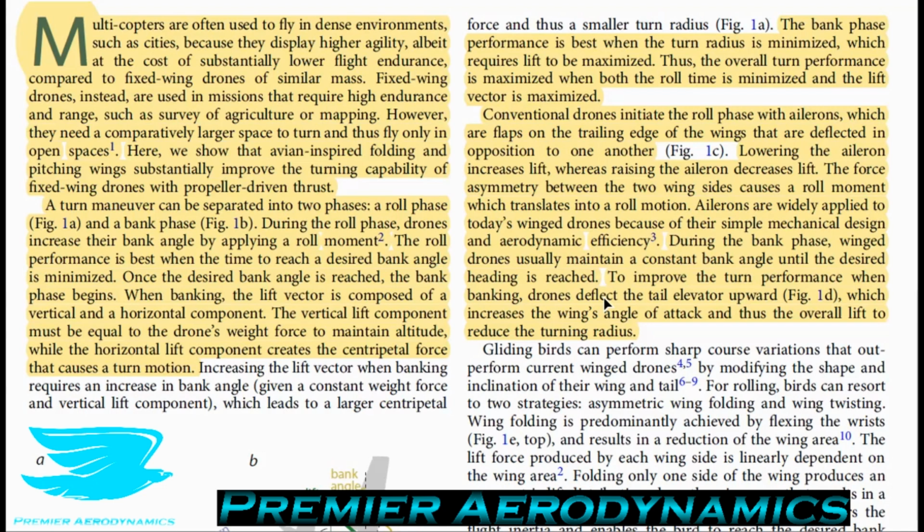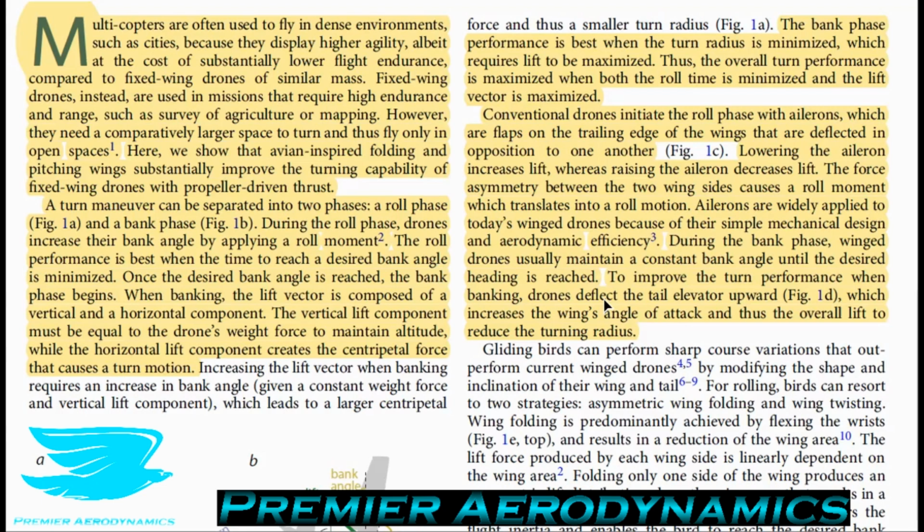And the reason is that lowering the aileron increases lift, whereas raising the aileron decreases lift. If you lower the aileron, the wing effectively has a greater angle of attack and also more camber. Both of these things result in higher lift. And if you flip the angle of the aileron the other way, the opposite occurs. So the force asymmetry between the two wings, resulting from this asymmetry of the aileron deflections, causes a rolling moment, which translates into a roll motion. Ailerons are widely applied to today's winged drones because of their simple mechanical design and aerodynamic efficiency.